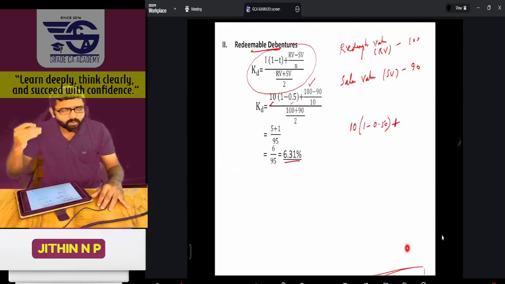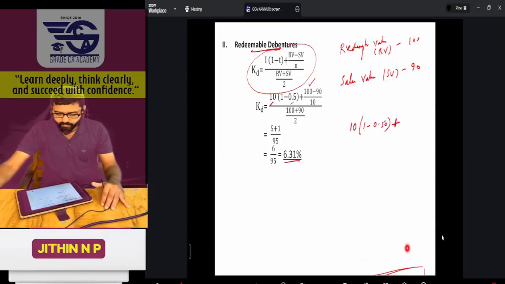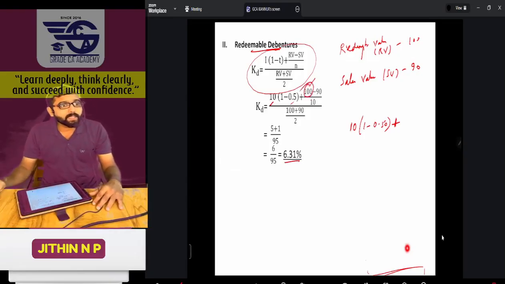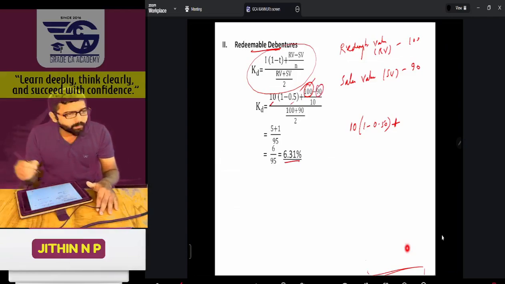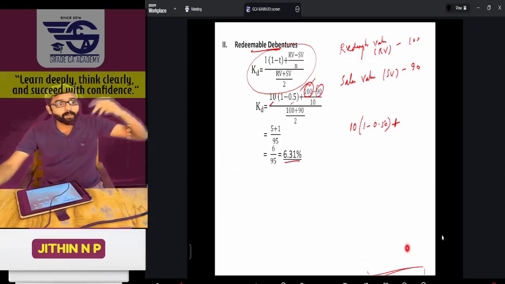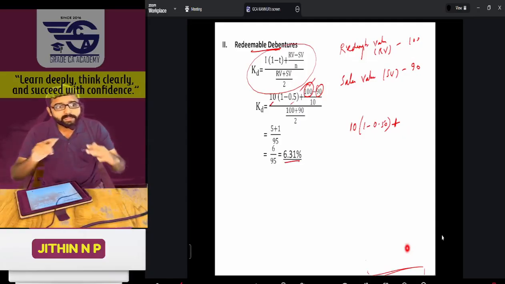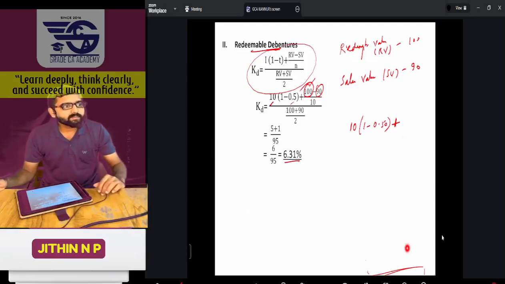Actually, the company needs to redeem these debentures after 10 years. At the end of the 10th year, the company needs to pay 100 rupees. The company issued these debentures at 90 rupees and is going to pay a redemption value of 100 rupees. That means 10 rupees extra the company pays at the time of redemption. Clear? This 10 rupees is not for only 1 year, it is for the 10 years.